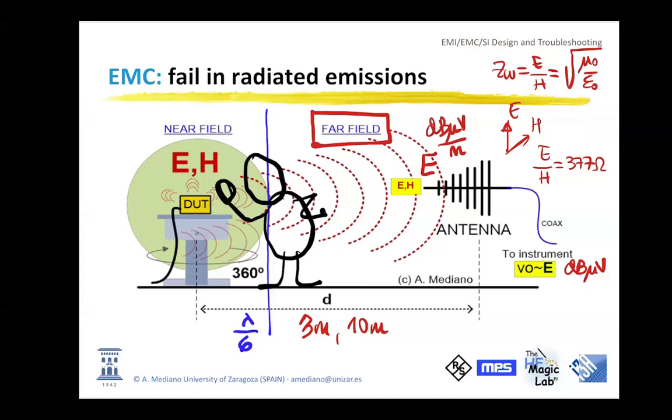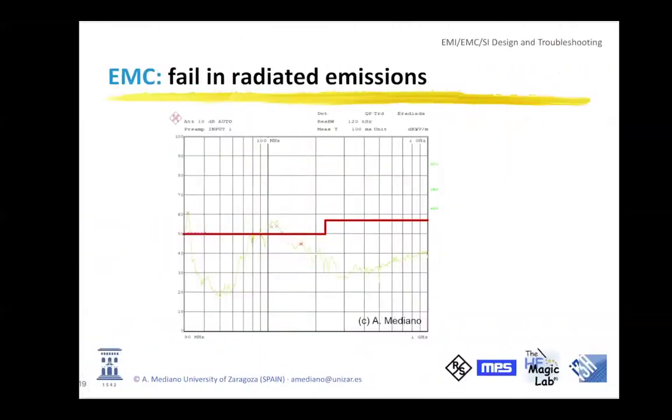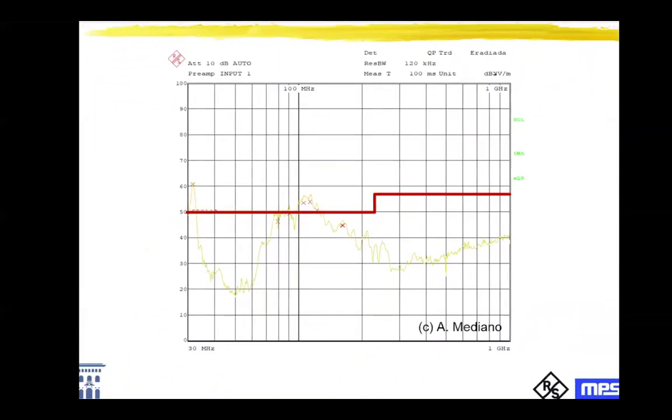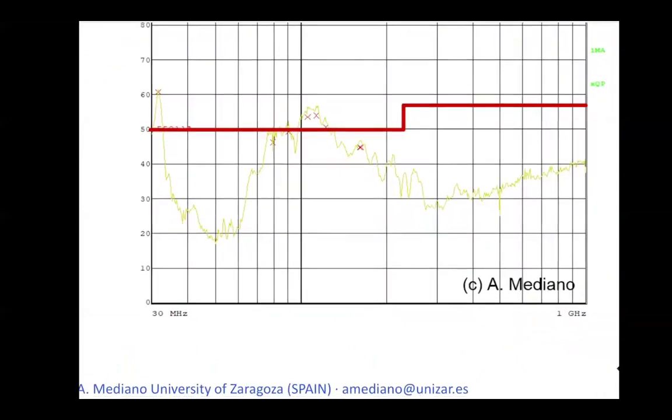So in our product, consider that we are failing in this way. You can see a vertical scale and a horizontal scale. In the horizontal scale, what we find typically is frequency, and the frequency starts at some value, like for example 30 megahertz, and we can stop here at 1 gigahertz.